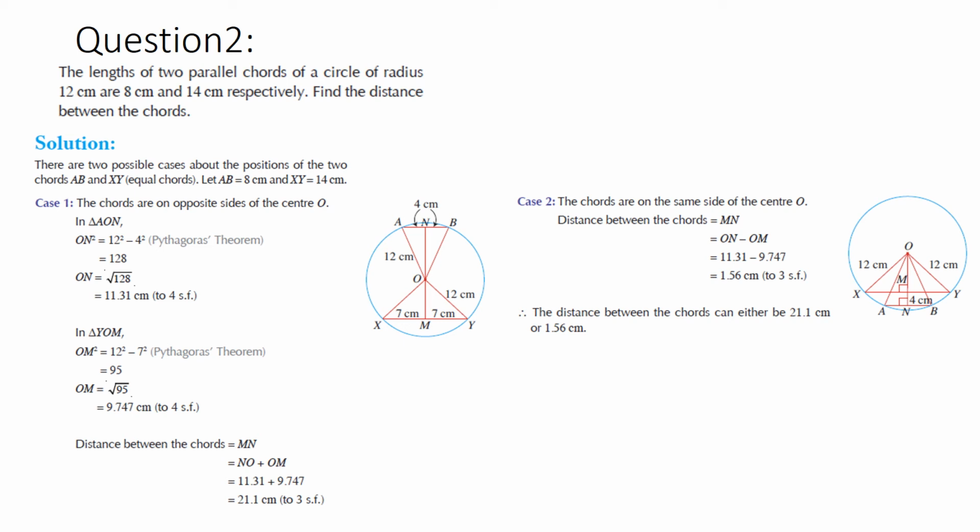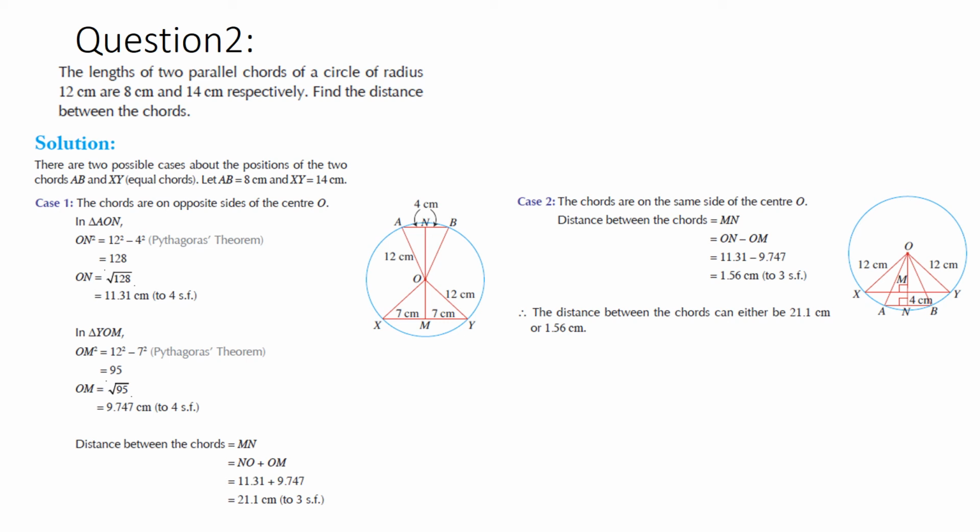Now similarly, consider the triangle YOM. Again, applying the Pythagoras theorem, OM square will be equal to 12 square minus 7 square, that is, 144 minus 49, which will be equal to 95. Hence the length OM will be equal to square root 95, which will be equal to 9.747, correct to 4 significant figures.